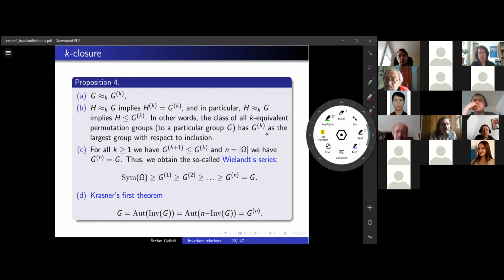After that, if 2 groups G and H have the same k-closure, then H is a subgroup of the k-closure of G, of course, because trivially H is a subgroup of H^(k) and H^(k) is the same as G^(k). This means that if I have a k-closed permutation group, then this is the k-closure of many different permutation groups. So this is the largest group among the permutation groups having the same k-orbits, or the same k-invariant relations.